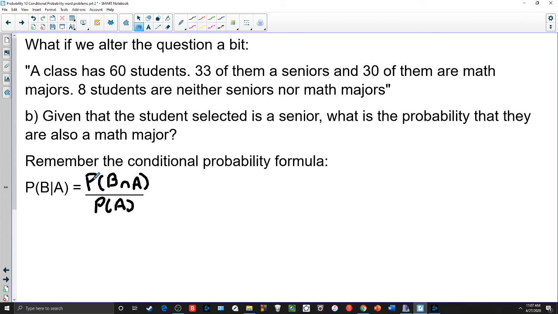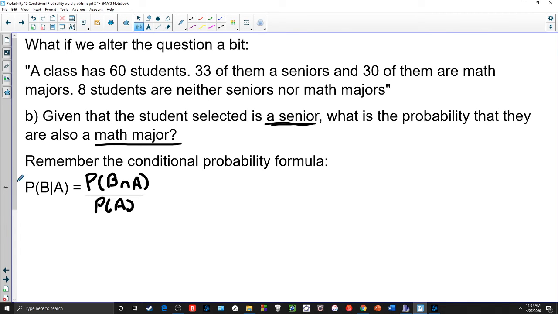And remember, the way we explained this last time is like this is your pool that you're picking from. So in this case, it says, given that the student selected is a senior, what is the probability that they are also a math major? So this is kind of like saying, if you select a senior from all the seniors, what's the chance that they're also a math major? Now, unfortunately, I don't know how many seniors are math majors. I don't have a two-way table like we did in the very first problem in the last video. Otherwise, I could make this work very easily.